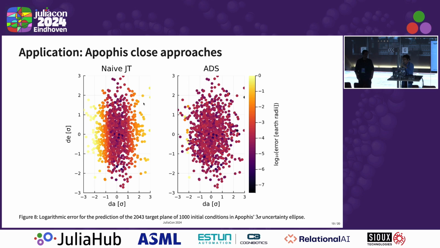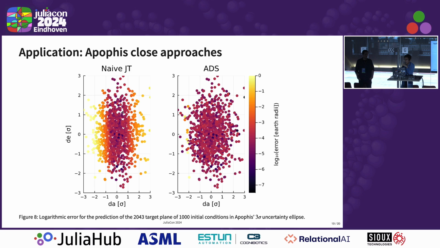Here we have 1,000 points that come from Apophis's current 3 sigma uncertainty ellipse. The axes represent deviations from the nominal initial condition, both in semi-major axis and eccentricity. Both axes are scaled to Apophis current uncertainty. As a reference, the current uncertainty in semi-major axis is around 450 meters. This is pretty small, but it grows over time. And the color shows the logarithm of the difference between each point and a Monte Carlo integration.